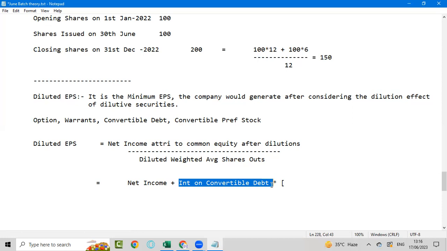Let me make it clear once again. If convertible debt is converted to common equity, the interest paid on it will not be paid. That has to be added back. If the interest is 10 rupees, profit before tax will increase by 10, and I will have to pay 4 more rupees of tax. So net income is increased by 6 rupees. Rather than writing add interest 10 minus 4 of tax, I will directly take interest post tax. What I will write here? 1 minus tax rate.